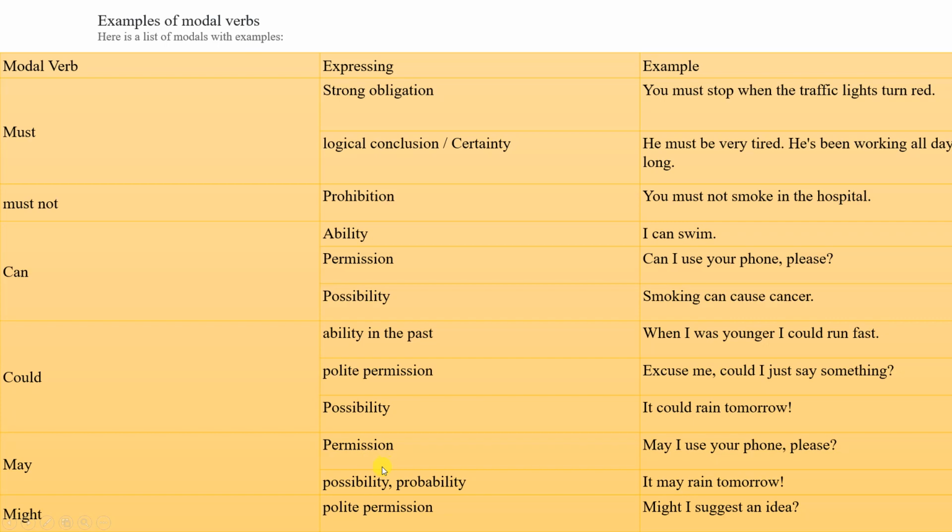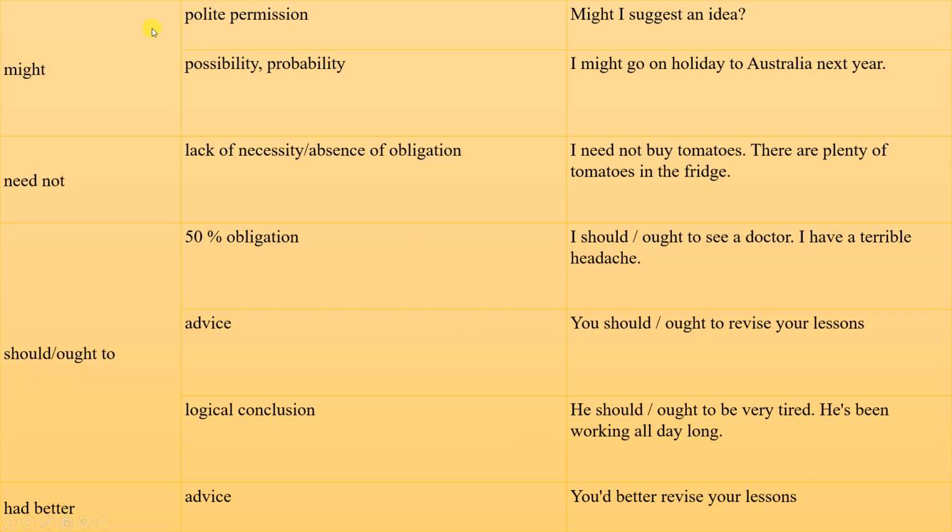May is used for permission, possibility and probability. May I use your phone please? Permission. It may rain tomorrow, possibility or probability. Then might is used for polite permission. Might I suggest an idea? Okay. Might I suggest an idea? It shows polite permission. Then another use of might is possibility or probability. I might go on holiday to Australia next year.